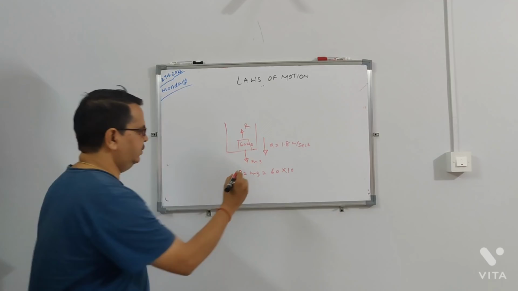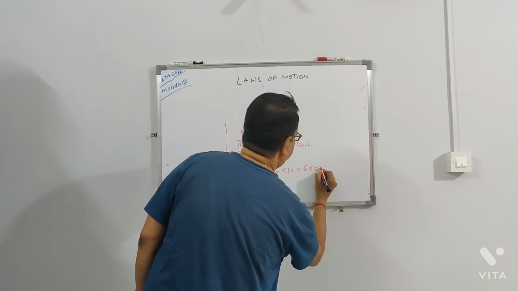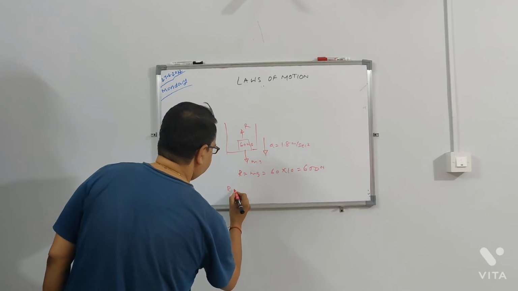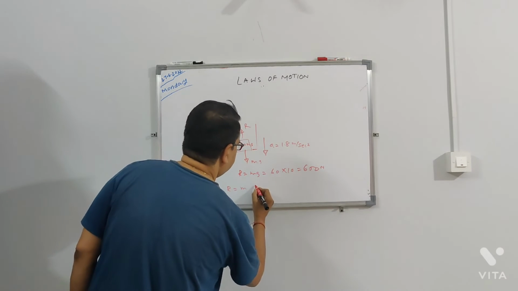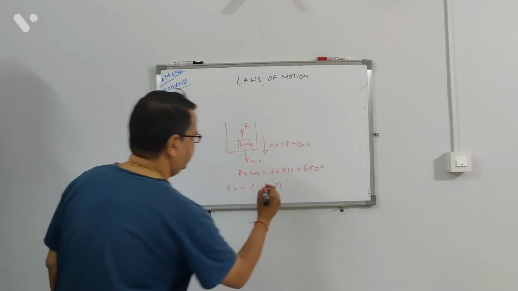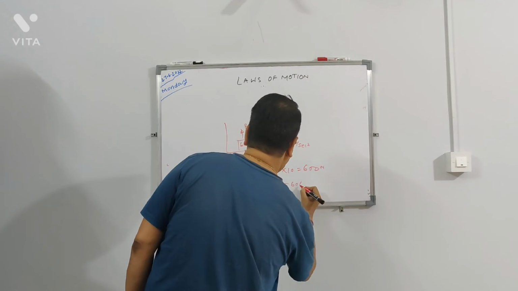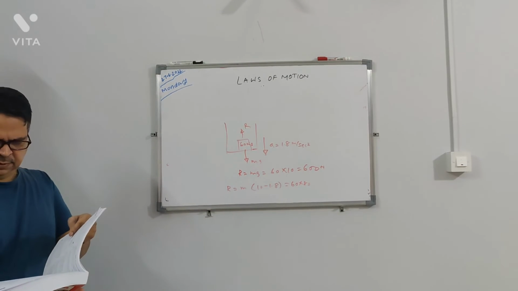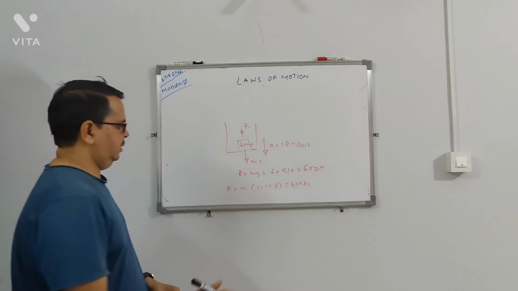So 600 Newton. But when it is moving down with acceleration 1.8, R is equal to m into (10 minus 1.8). So this will be 60 into, let us say, roughly 8, which becomes something like 480 Newton.